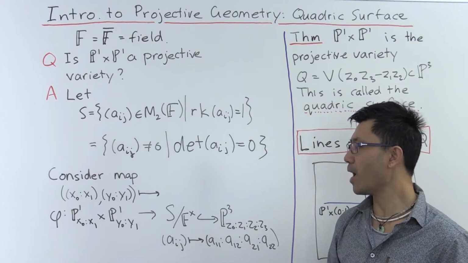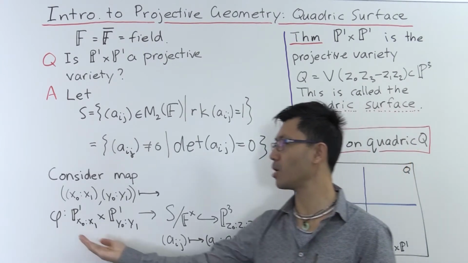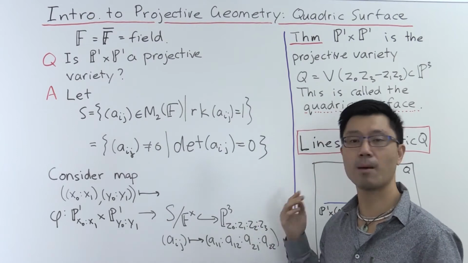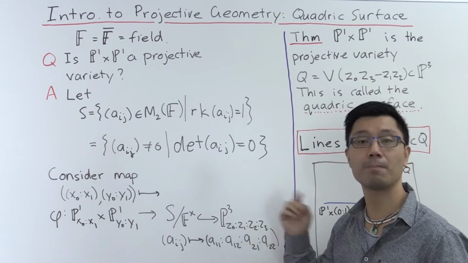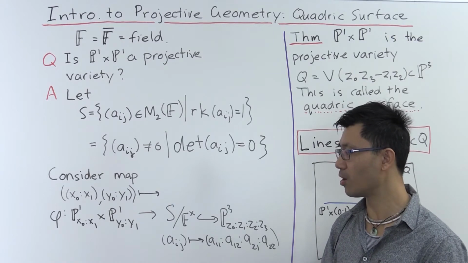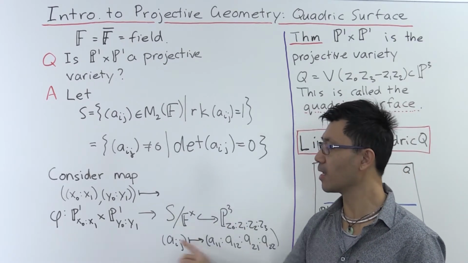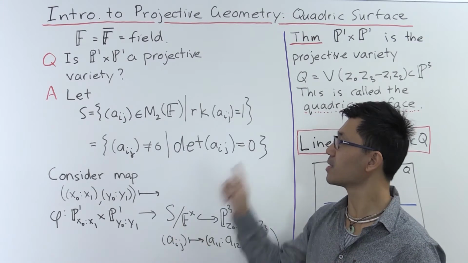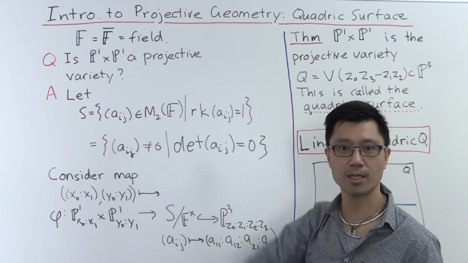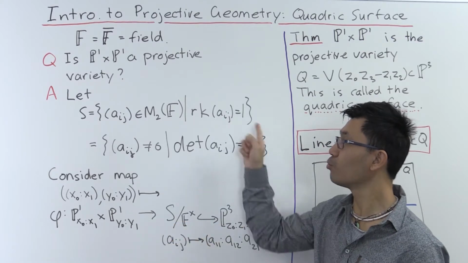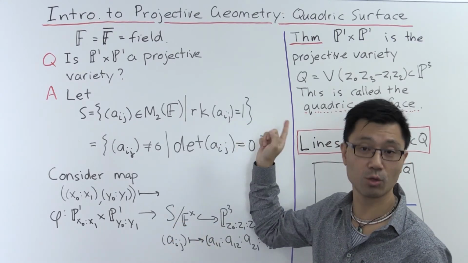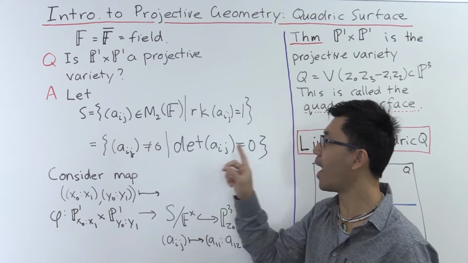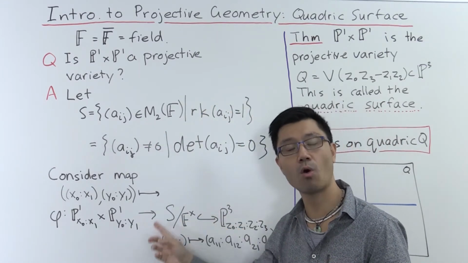Okay. So now what we want to do is we want to identify this P1 cross P1 somehow as a projective variety inside some projective space, and in fact it will be P3. And the way I will do it is as follows, I'm going to go via this intermediate object here. So what's this intermediate object? It's this set of rank 1 2 by 2 matrices. And of course, you can scale any rank 1 2 by 2 matrix by a scalar, and it will still be rank 1. So this F cross, this multiplicative group of the field, acts on this set, and we can have a look at the orbits of this.